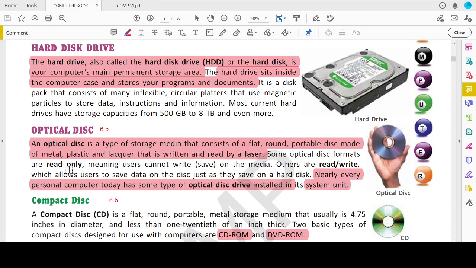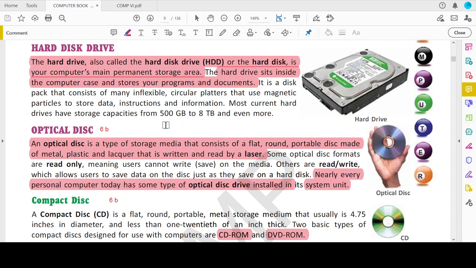This may be of read-only type or read or write type. If it is having only read-only permission, then you can only read from the disk. You cannot write. But if you have read or write, then you can do both. You can read from the disk, you can write to the disk. So it is helpful.